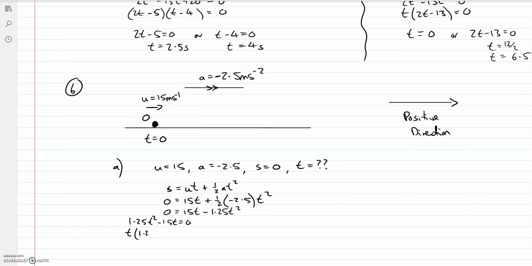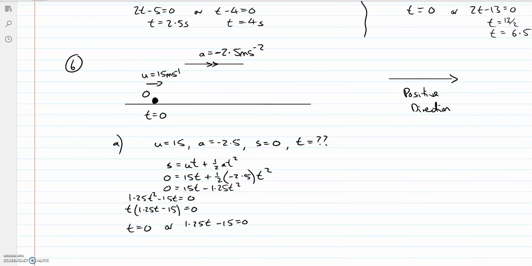Factorize out your t. A little bit ugly because it's a decimal, but because it's quite an easy factorization, it's fine. So we get t equals 0, which is what we expect. We know that in the question. And also we get 1.25t minus 15 is 0. And if we rearrange this, then we get t equals 12 seconds. So the particle returns to O at t equals 12 seconds.